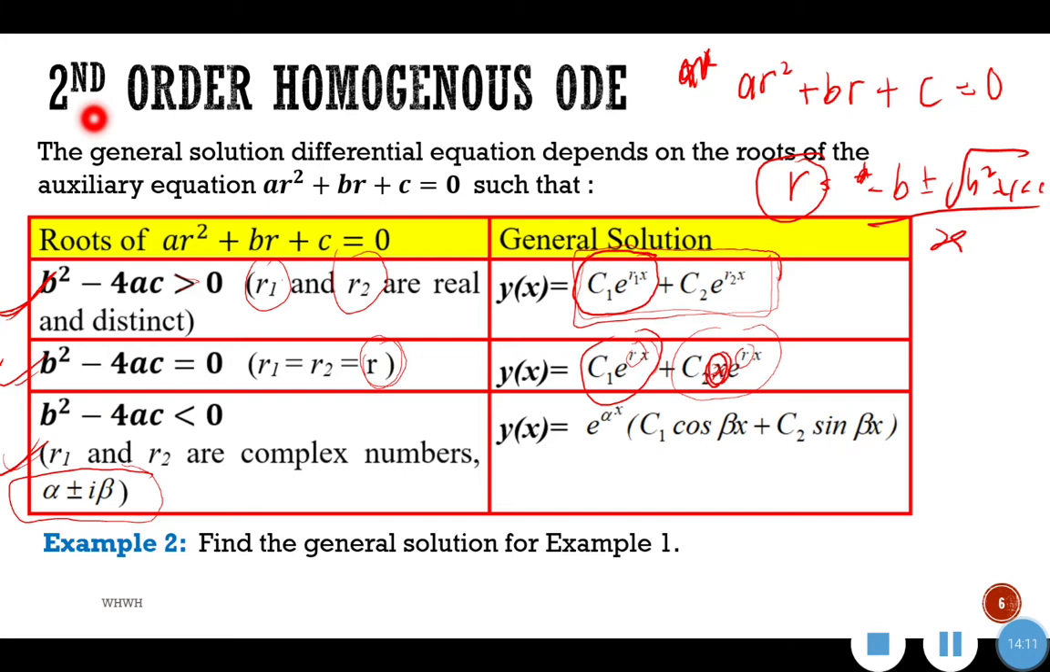Okay, so now let's get back to example 2 and find the root r. We already converted it into the auxiliary equation, and then we find the solution for r. We look at what type our r is, and we decide which one is our general solution.